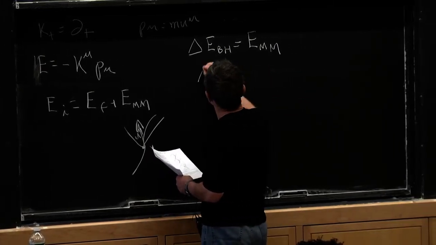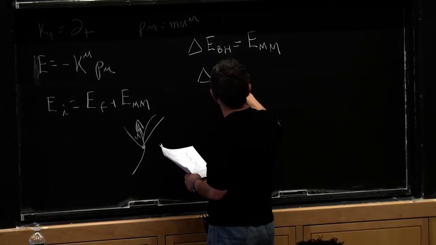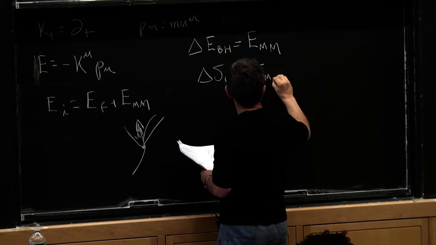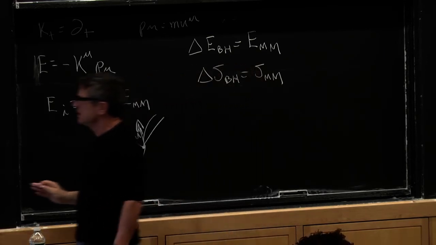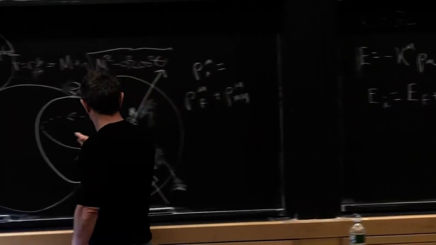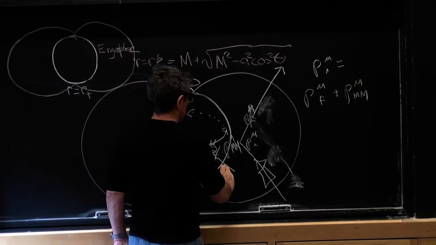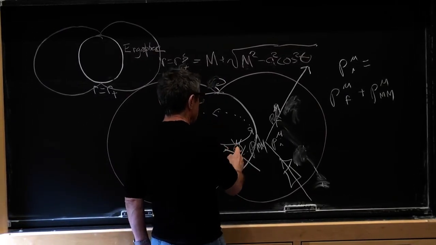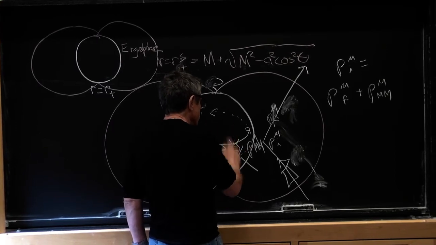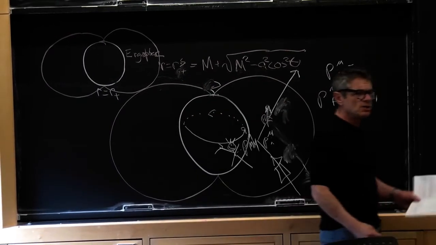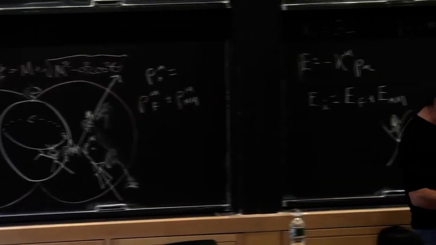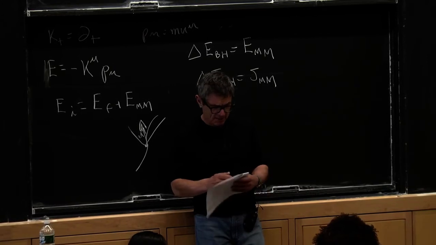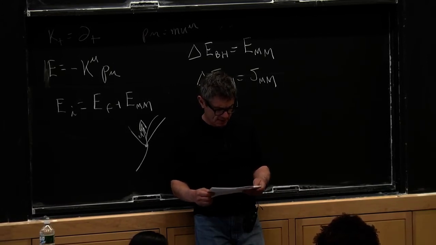And so we also get that the change in the angular momentum of the black hole is equal to the angular momentum of Matthew McConaughey. So when Matthew McConaughey falls into the black hole, because the total energy and angular momentum are conserved, the mass and angular momentum of the black hole must change in the way dictated by overall energy and angular momentum conservation.